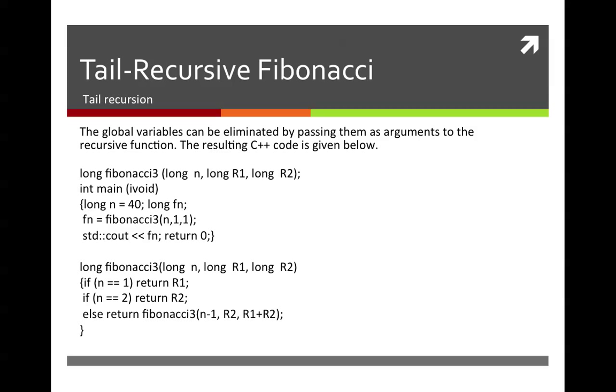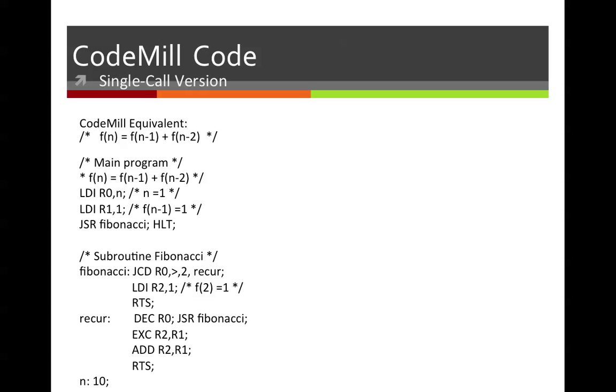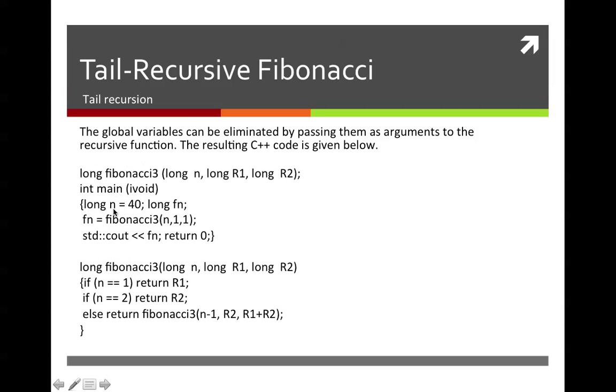So with this, now you could see that the number of calls is really reduced to n, because n will be reduced to n minus 1, then on to n minus 2, and so on. And so this thing will call itself only n times. And so with this, now we have the CodeMill version. And what we do, as we did in the C version, is initialize R0 to, by the way, we call this Fibonacci with n and 1 and 1. So this is how we actually start this whole process.